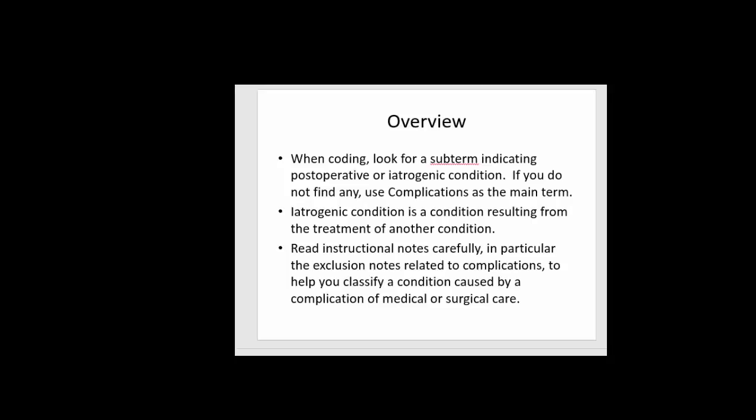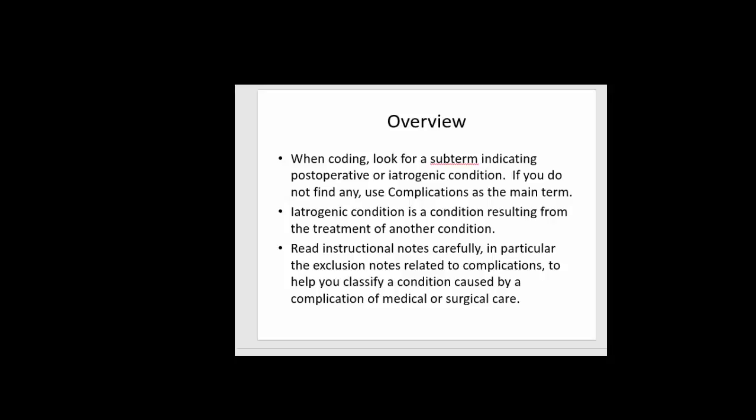When you're looking for a subterm that indicates a post-operative or an iatrogenic condition, you may or may not find any subterms. If you don't, then start using complications as your main term, and then look at the subterms under complications to help you find these codes. An iatrogenic condition is a condition that results from the treatment of another condition. So there's two things going on there.